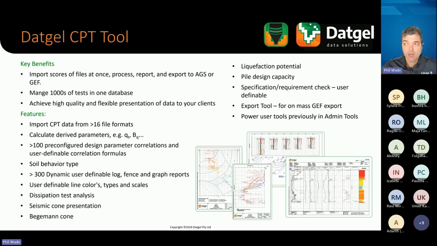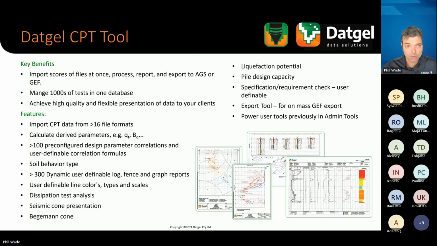The CPT tool is the first product we built. It allows you to import many different data file formats en masse. You can import 50 files at once, especially with Access or SQL Server. It's reasonably unlimited; nothing's entirely unlimited. It calculates correlations, soil behavior types, dissipation test analysis, and so on. Here are some example reports. There are hundreds of graphs, sections and log reports to choose from.